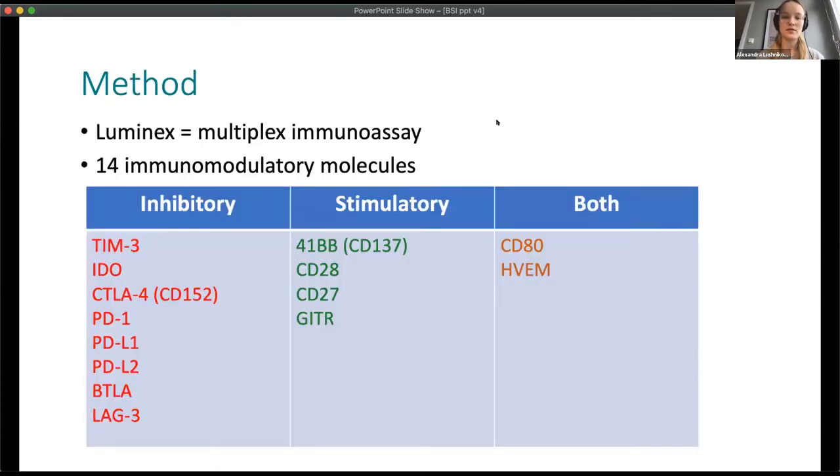The method that was used in the study is called Luminex, which is a multiplex immunoassay. And we used a ready-made kit that included 14 immunomodulatory molecules. Here in this table, I've tried to group them according to their function in their membrane-bound form. Here we have some examples of inhibitory molecules, such as IDO, CTLA4, PD-1, and also some stimulatory molecules, such as 4-1BB. And to the right here, we have two examples of molecules that can act either in an inhibitory way or a stimulatory way, depending on which receptor they bind to.